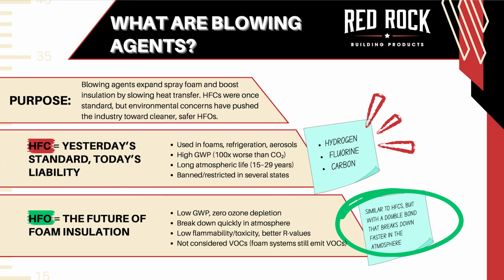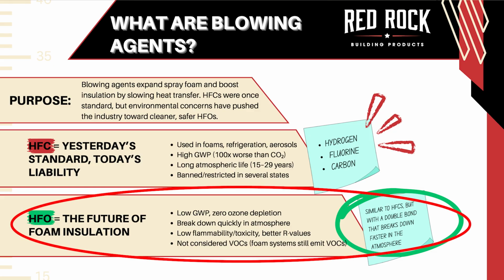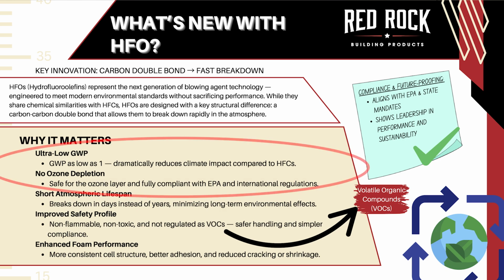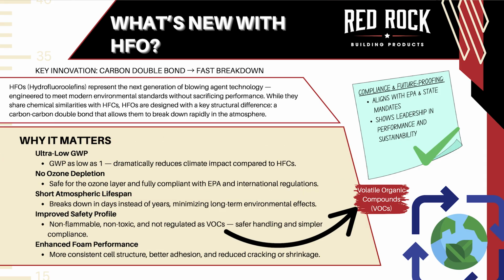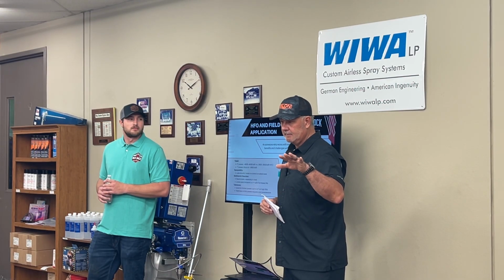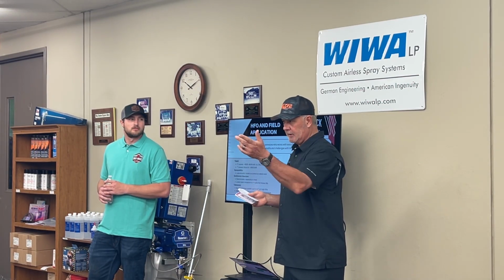What we transition to now is the HFOs. And these HFOs have super low numbers for GWPs. They're less than 1, which is great for the environment. And there's a 0 ODP number, or ozone depletion number. So that means any of the gases that go up into the atmosphere dissipate over time and become inert and don't affect the ozone.